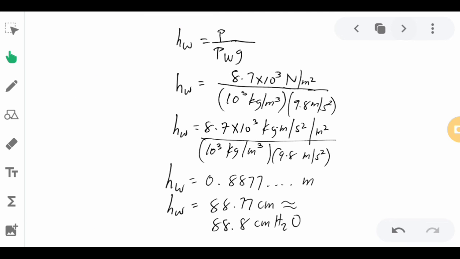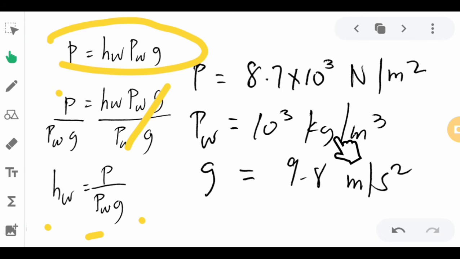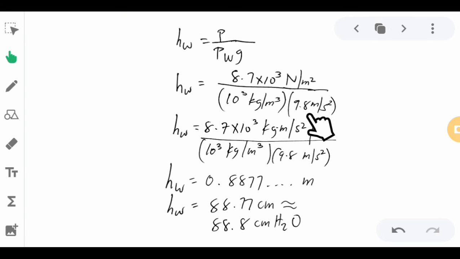Next, substitution. Since this is the formula, the value of P is 8.7 times 10 raised to 3 newtons per meter squared. And then the ρ_w, or density of water, is this one from here, 10 raised to 3 kilograms per cubic meter, multiplied by the acceleration due to gravity. And then, let us cancel some units. If you expound the newton unit here, the newton is a derived unit, and a newton is equivalent to kilogram meter per second squared.